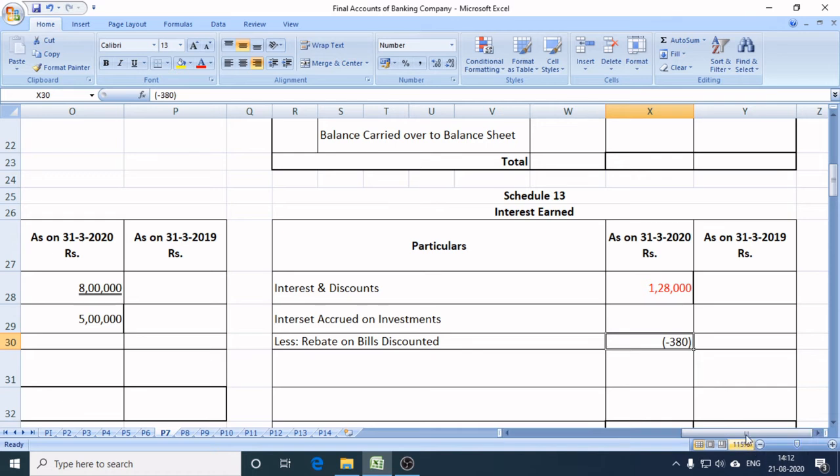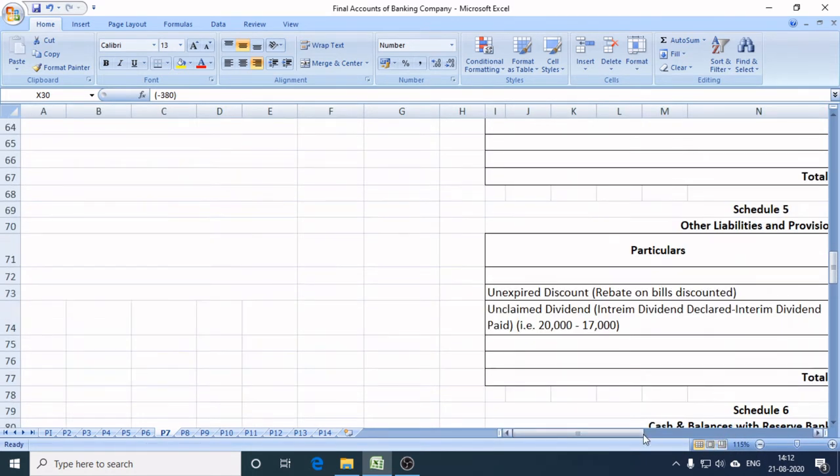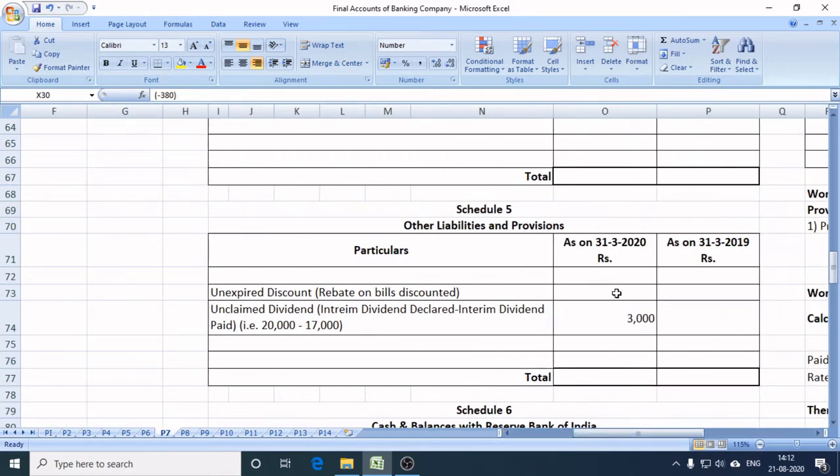And the second effect we have to record under schedule number 5, that is here, unexpired discount on bills discounted, rupees 380.